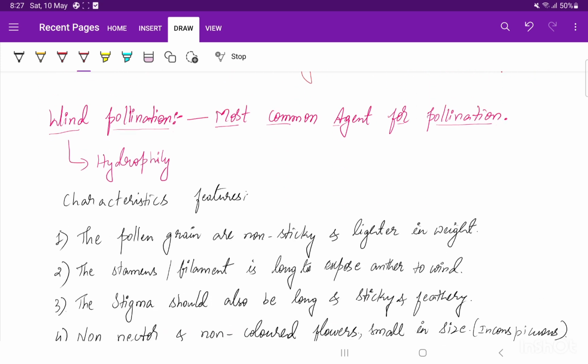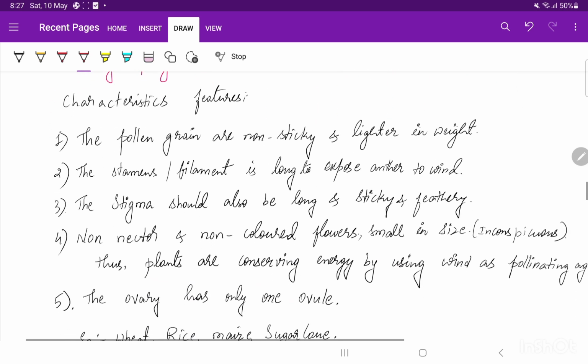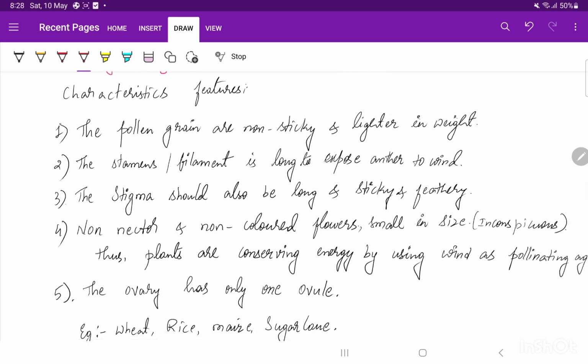Next, we will see wind pollination, the most common agent for pollination. It is most common in pollinating the flowers, and it is called anemophily. First we will see the characteristic features through which pollination occurs by wind. The characteristics of the flowers or plants: pollen grains are non-sticky and lighter in weight, so that they move along with the wind when it blows. If it is lighter, it will move easily. If it is heavier, it doesn't move from the anther. It should be non-sticky also. If they are sticky, they don't move; they stick to the anther only. So they are non-sticky and lighter in weight.